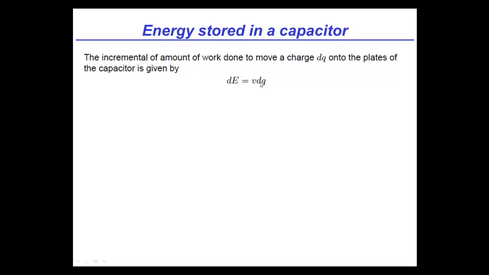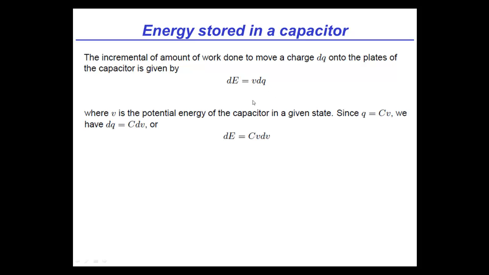So what we have then is dE equals V times dQ, where V is the voltage on the capacitor, Q is the increment of charge, and E is the increment of energy. Now, we've already got a relationship between Q, V, and C. You remember from our previous section that the charge on a capacitor Q is equal to the capacitance times the voltage on the capacitor. Therefore, writing this in differential form, dQ is equal to C times dV.